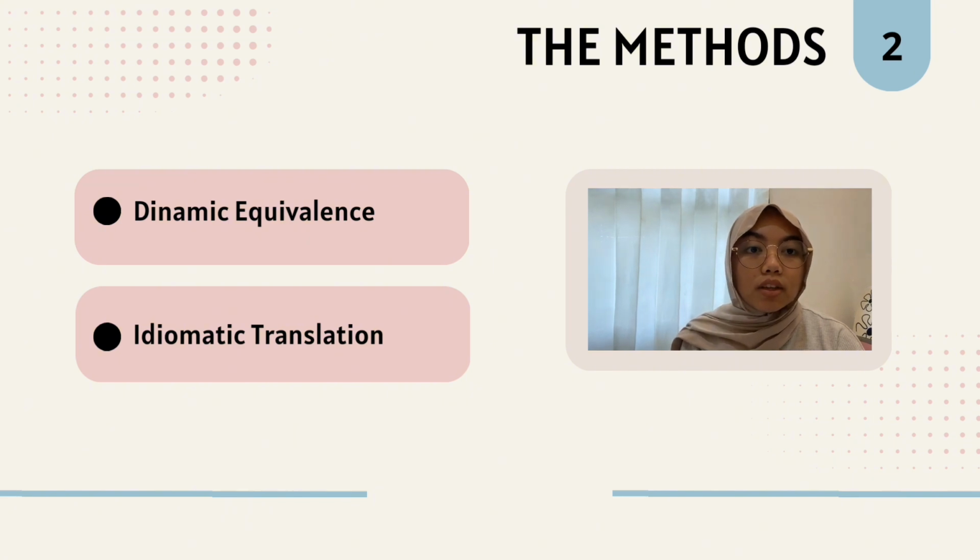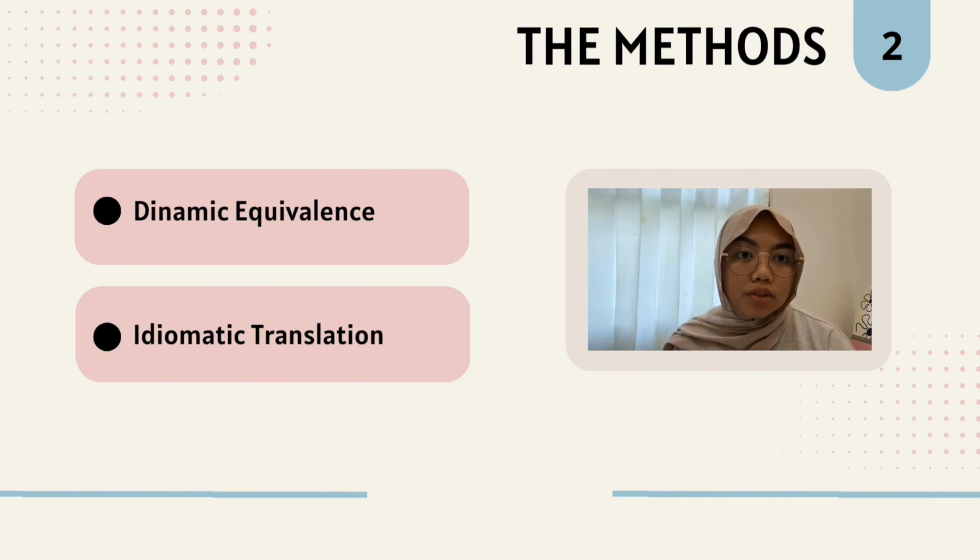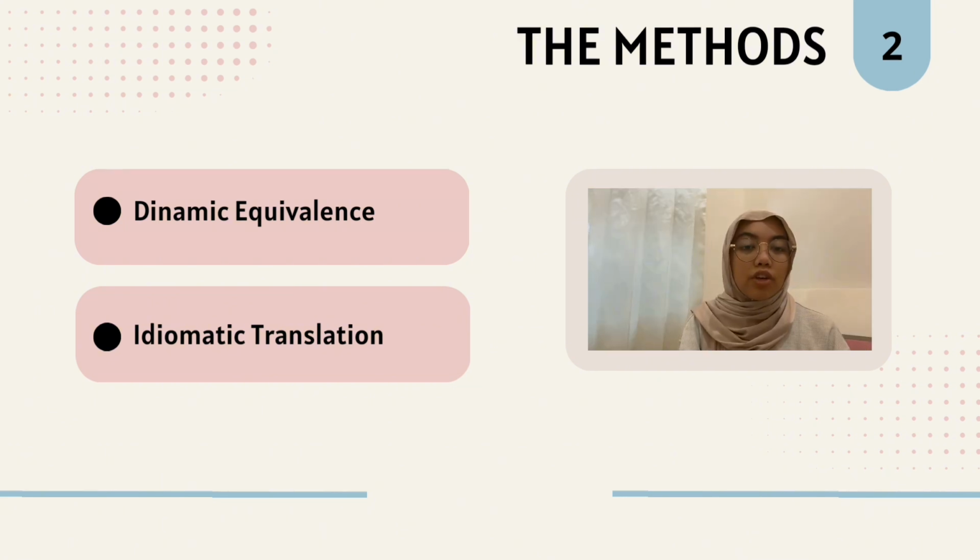So this is the method that I use to translate the text. I chose two translation methods. The first one is dynamic equivalence and the second one is idiomatic translation. The reason I chose dynamic equivalence and idiomatic translation methods is because they are suitable for the text that I chose, which is a movie synopsis.